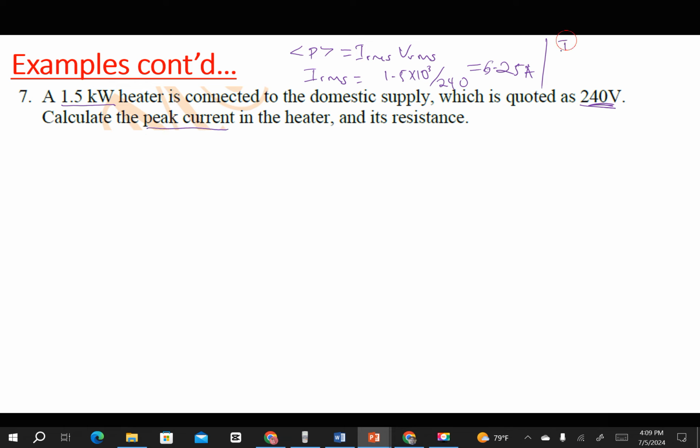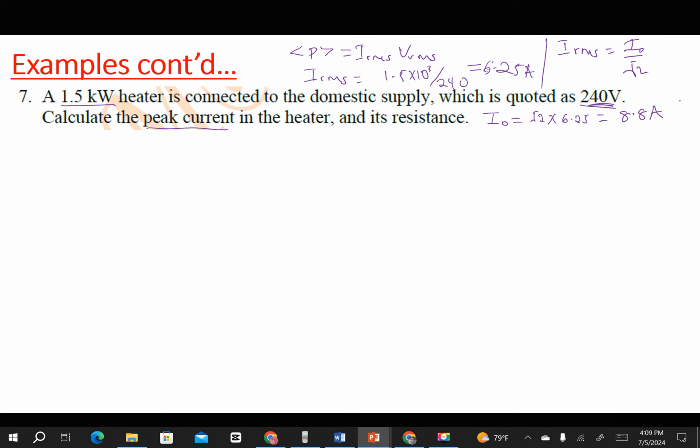But we want to find the peak current. You should also remember that the root mean square current is equal to the peak current divided by the root of 2. So I'm going to multiply this by the root of 2 to get the peak. The peak current is going to be root 2 times 6.25. So this gives me 8.8 amperes, approximated to two significant figures. That is the peak value of current.